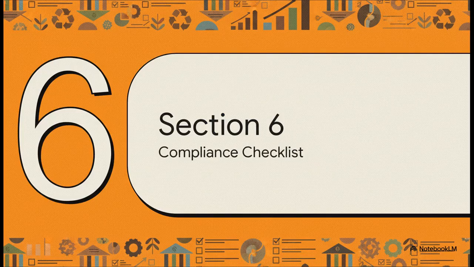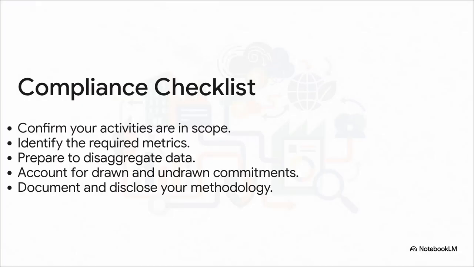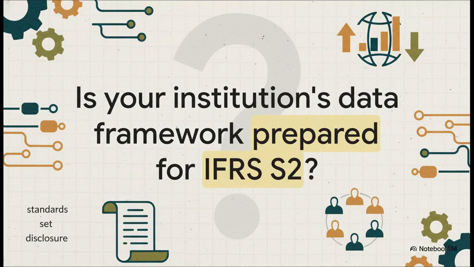All right, we have covered a lot of ground, so let's try to pull this all together into a straightforward checklist that you can take back to your team. Okay, here are the 5 key steps. First, just confirm you're in scope. Second, get a solid handle on the 2 core metrics. Third, make sure your data systems can actually handle disaggregation by industry and asset class. Fourth, do not forget those undrawn commitments. And finally, document your methodology from day 1. Don't wait.